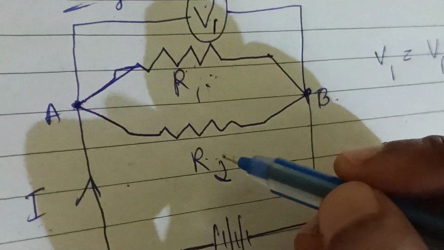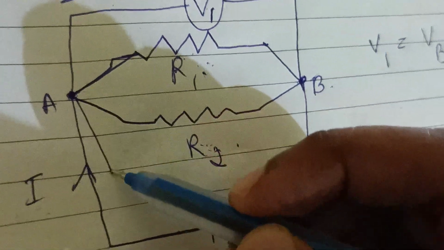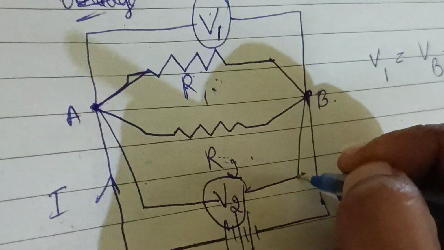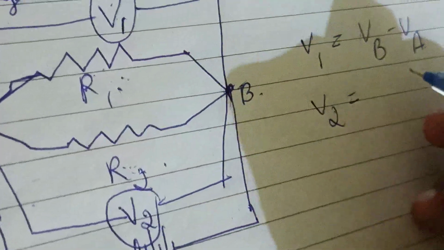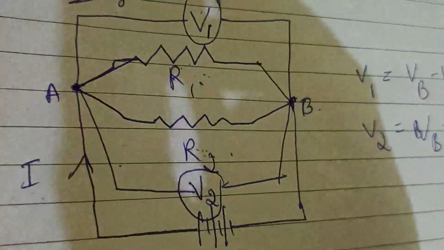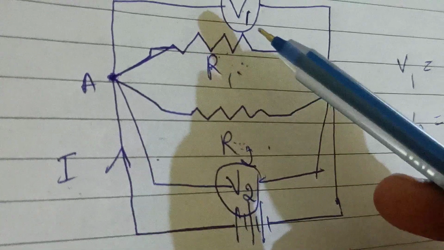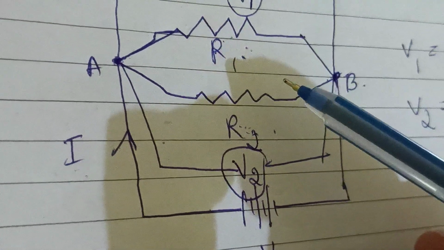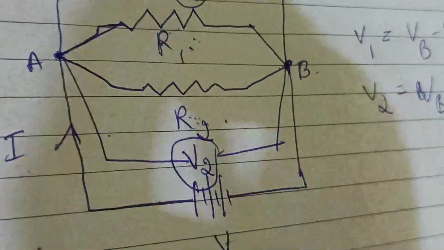Next I want to know the voltage across R2. Here also it is the same. You have to connect the voltmeter and let's name it V2. So what do you get? V2 is equal to VB minus VA, the ends are the same. Since the resistors are connected to the same ends in parallel, the voltage remains constant here.